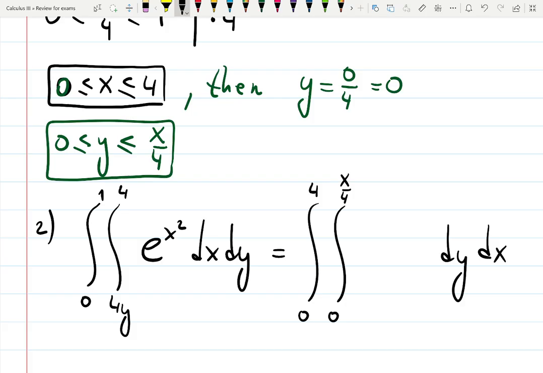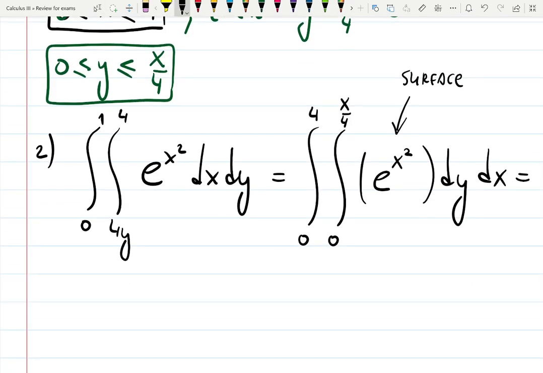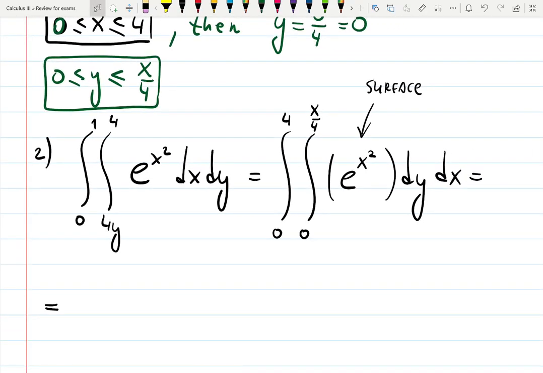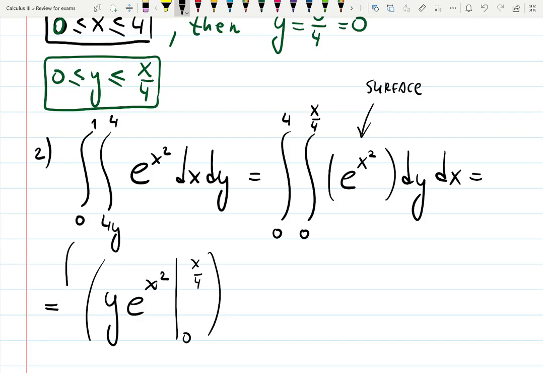And then the function inside stays the same because that is the function in 3D. So we don't really touch it. This is the surface in 3D. We only need to change the limits of integration here. So that's the idea. And now we start integrating this the way we know. Let's integrate the inner part with respect to y. That's going to be just y e to the x squared, because e to the x squared is basically a constant, from 0 to x over 4. The outside integral stays and waits for its turn.